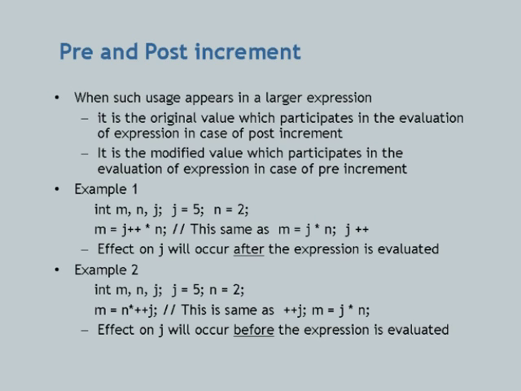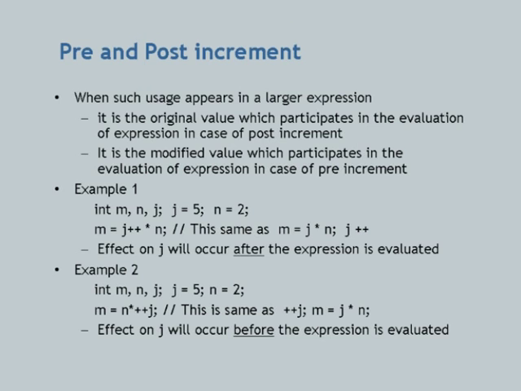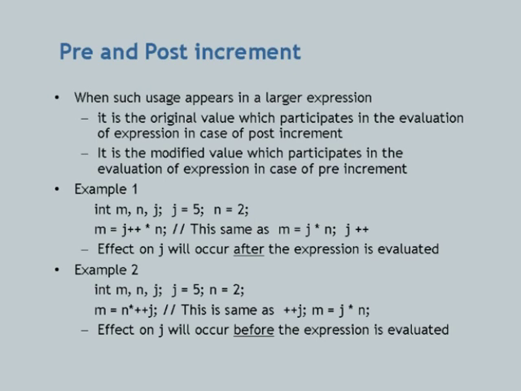So when such usage appears in larger expression, the value that is used while calculating the larger expression is different in the cases of these two representations. If it is the post increment, that is say m plus plus or j plus plus, then the original value of m or j is utilized while evaluating the expression, and only after the expression evaluation is complete, the value of the concerned variable is incremented or decremented. On the other hand, if I use pre-increment form, plus plus j or minus minus j, then the increment is first carried out even before evaluating the larger expression. And it is the incremented value which is used to evaluate the expression. So here are two examples to illustrate that.